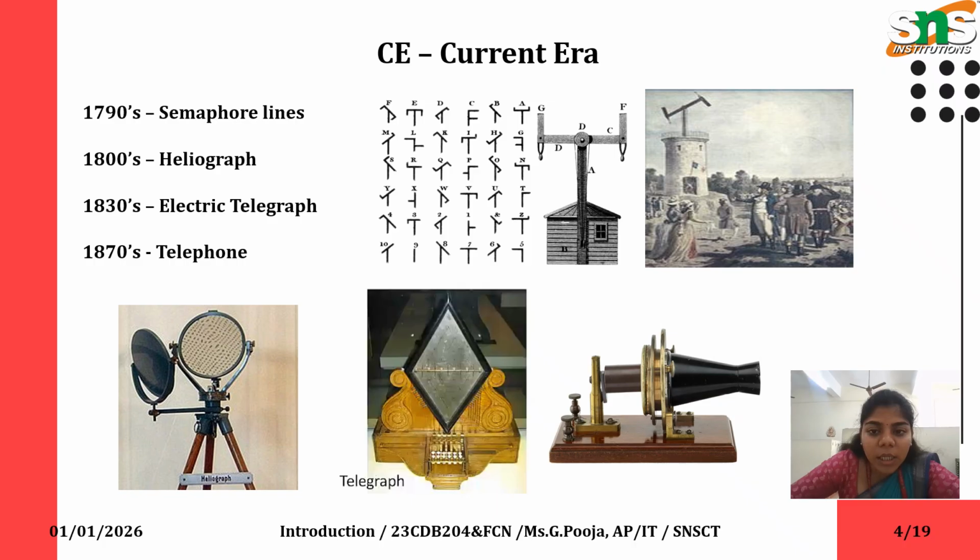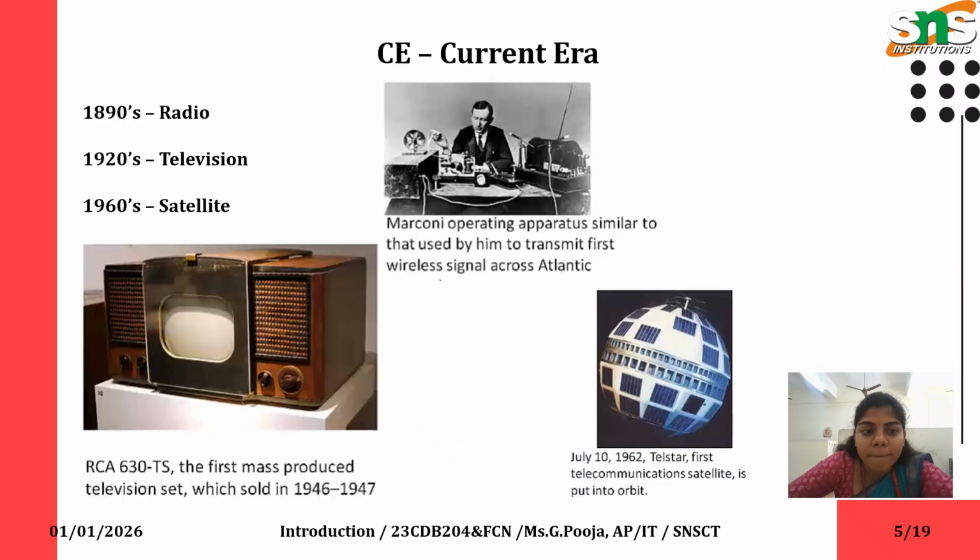So in the current era, in the 1790s, it was semaphore lines, in the 1800s it was the heliograph, in the 1830s it was the electric telegraph, and in the 1870s it was the telephone. So this is how the communication devices have evolved. And again in the 1890s it was radio, then it converted into television, and then into satellites. So these are some of the pictures of it.